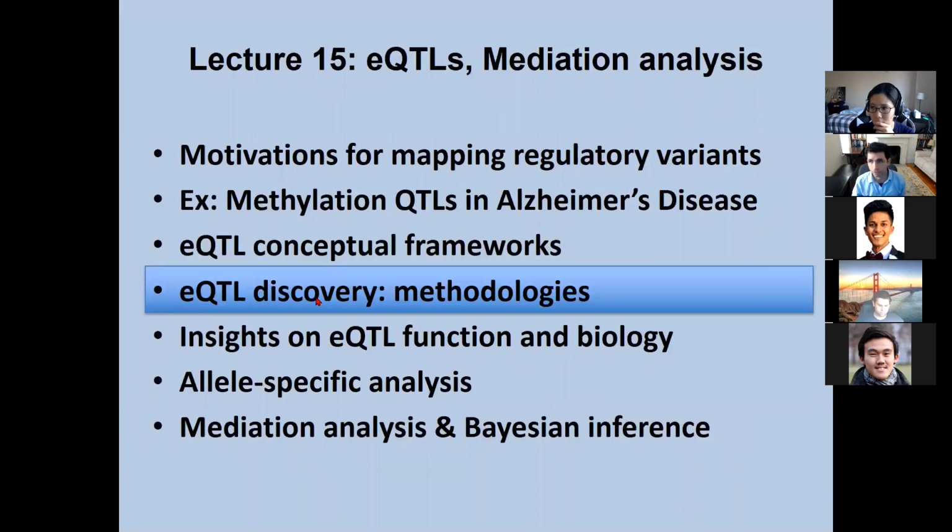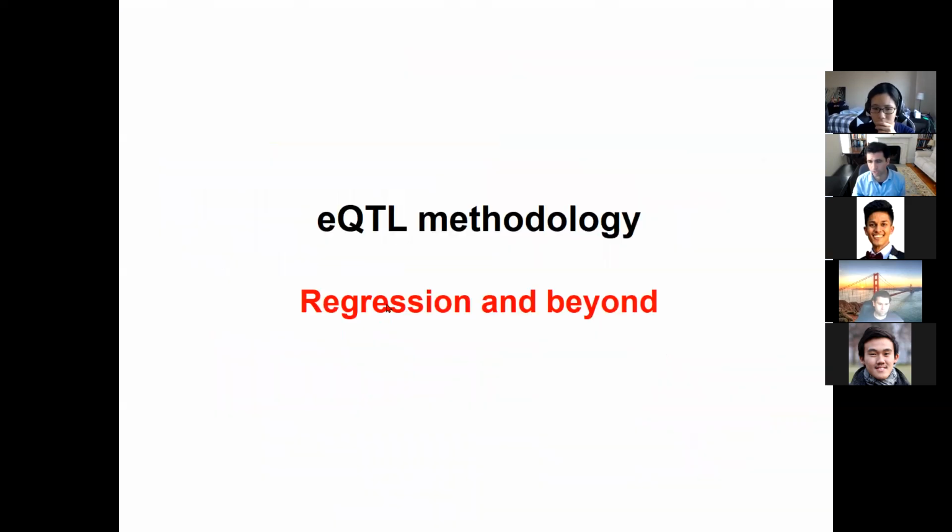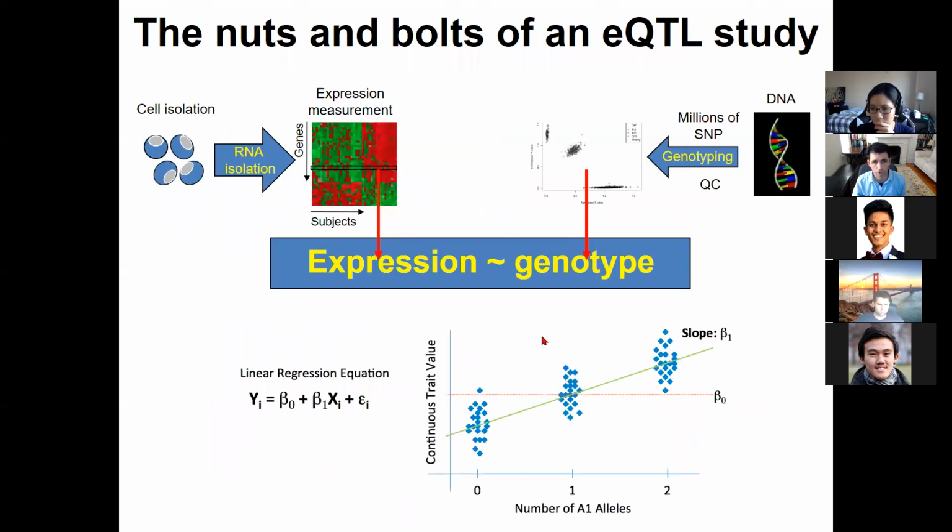All right, so now let's turn to what are the methodologies that we can use to, in fact, discover eQTLs. So we're going to use a regression framework, but also other frameworks. So here's the basic concept of an eQTL. You're doing two things. On one hand, you're measuring the loci themselves, the genetic variation through DNA, and you do this through a genotyping array across millions of SNPs, followed by QC, etc.